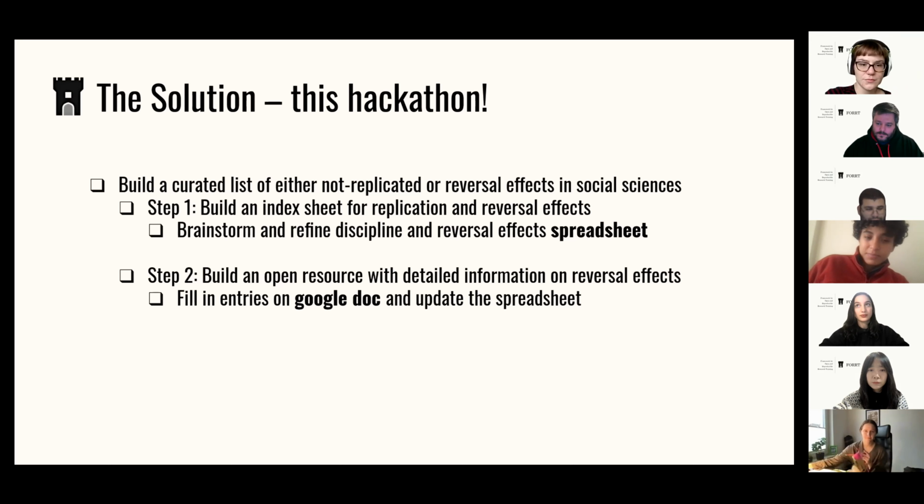And then we're working on building an open resource based on this, where we take the effects that have been collated in the spreadsheet and write about them in more detail, adding things like the effect sizes in the original study and what we found now. We're doing this on a Google Doc, and we're working on both at the same time. The spreadsheet and the Google Doc are both documents that feed into each other.